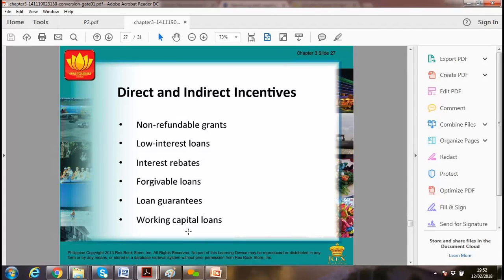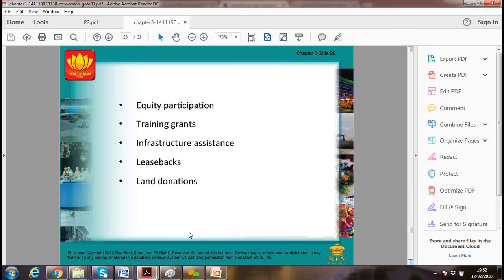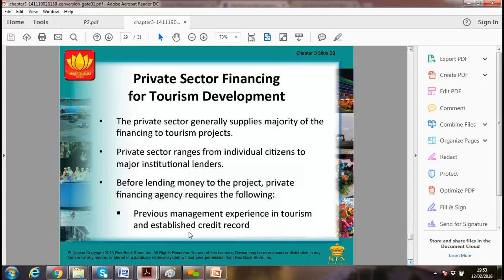Incentives include non-refundable grants, low interest rate loans, interest rebates, forgivable loan guarantees, and working capital loans, which means the running capital in a business. There could be equity participation, and government training grants like apprenticeship programs and others to boost skills. Also infrastructure assistance, lease back, and land donation: free land we will donate to you if you start.